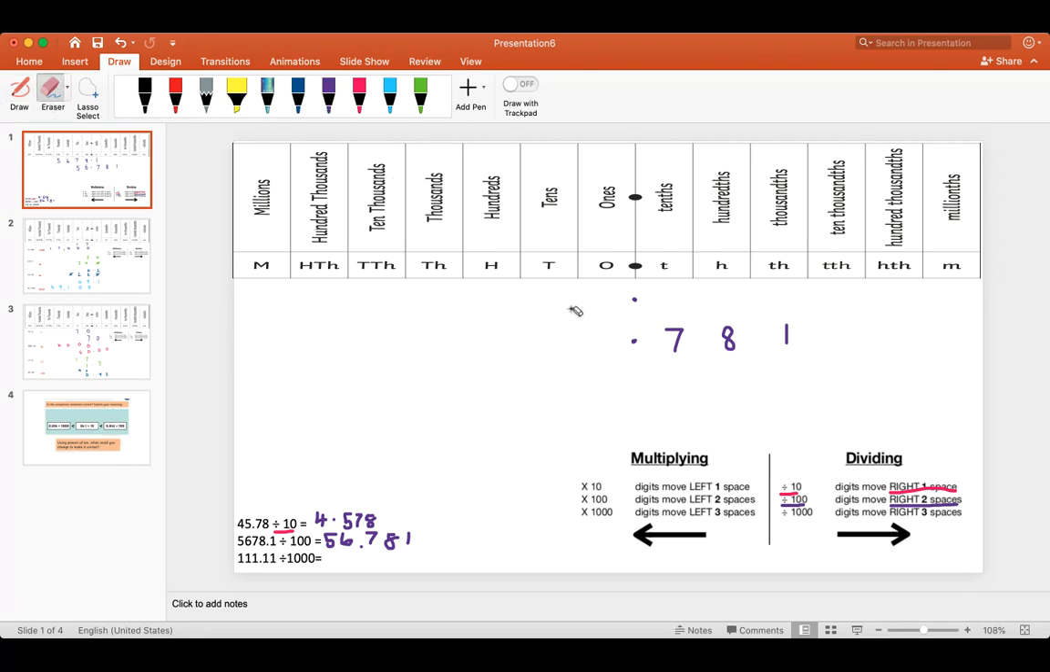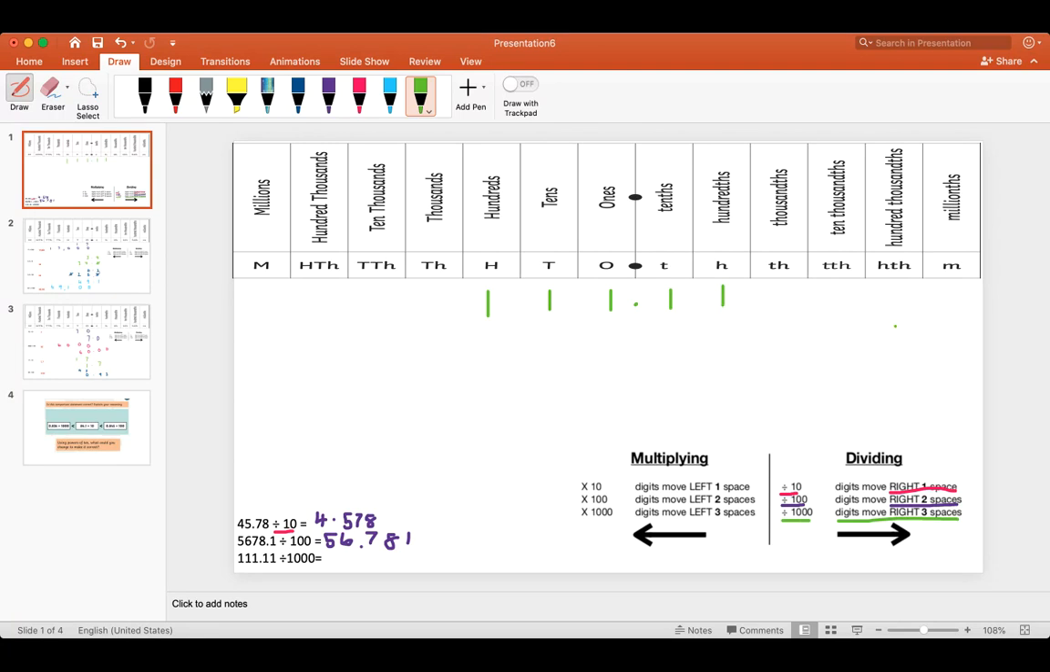Let's get rid of this one. So we've got 111.11. So let's put the decimal in first, and then let's put all the digits around the decimal. We've sorted out our whole numbers first, and then we've got our numbers after the decimal. So we're now dividing by 1,000, and we need to move digits right 3 spaces. So let's move our digits right 3 spaces.